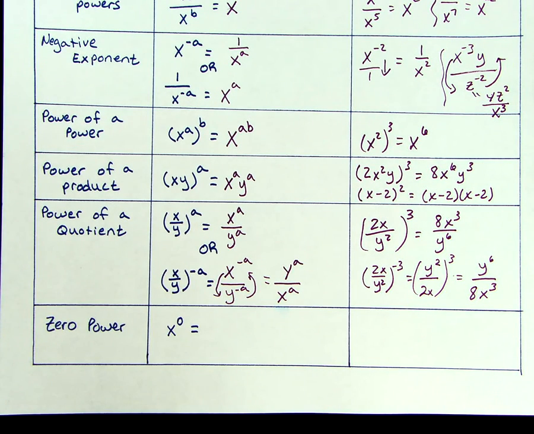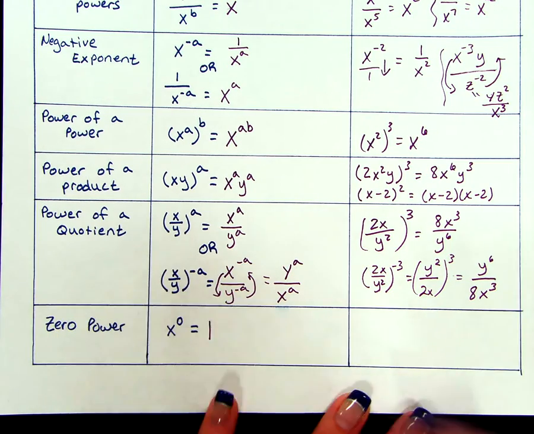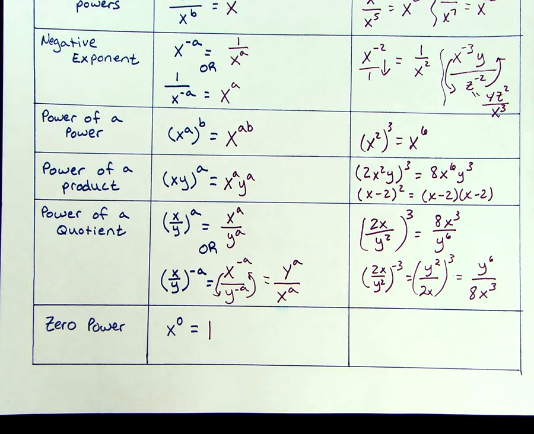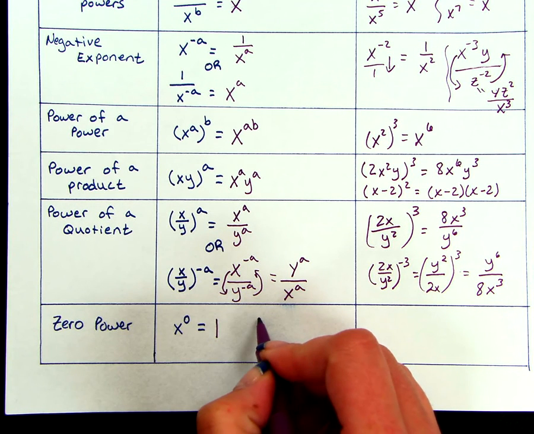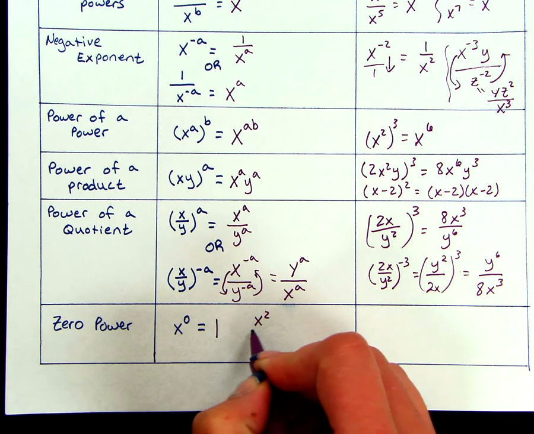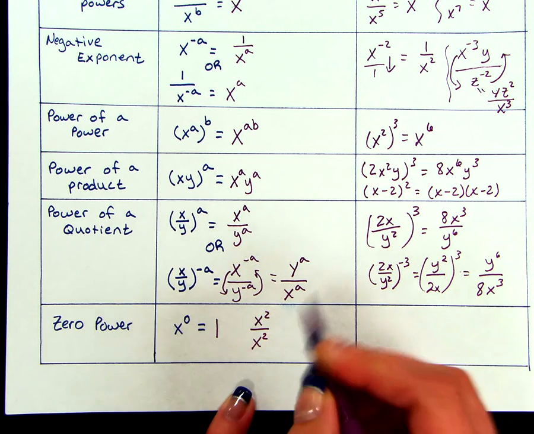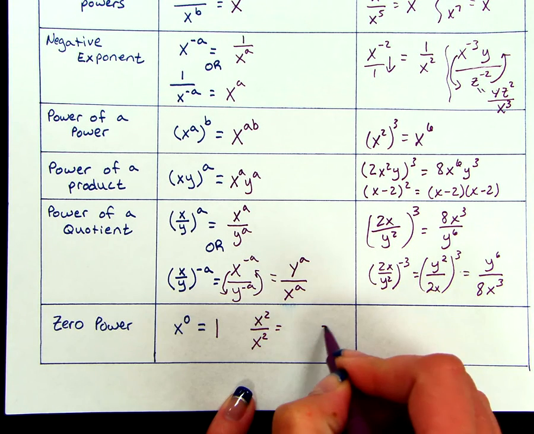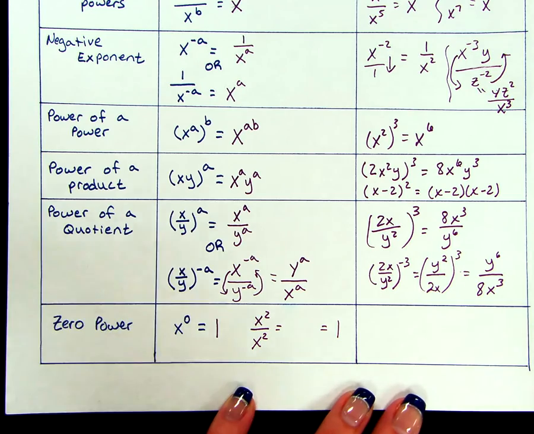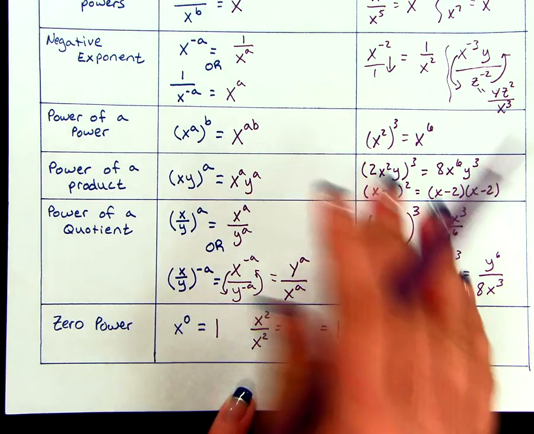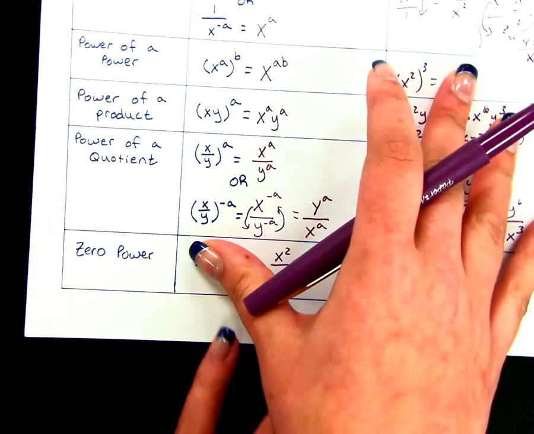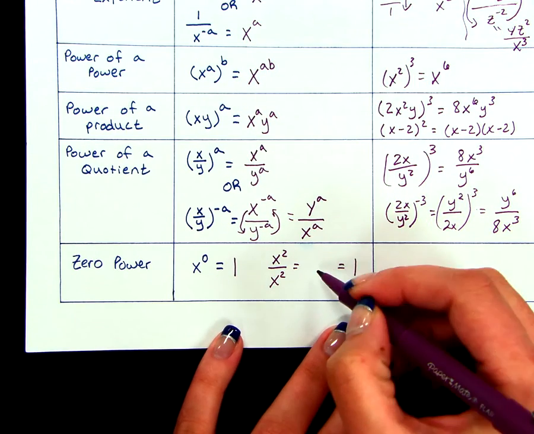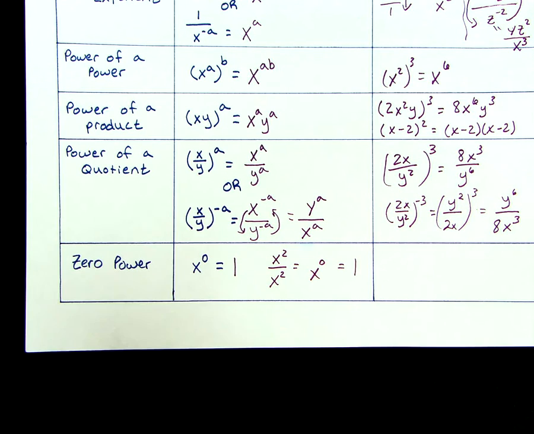And then anything to the 0 power is always 1. And the reason for that, if we use our quotient rule, so let's say I have x squared divided by x squared, we know that something divided by itself is always 1. But if we apply our subtraction rule that we learned at the beginning, this rule up here where we subtract the exponents, 2 minus 2 would give us 0. So x to the 0 is how it would simplify, and then we would write that as 1.